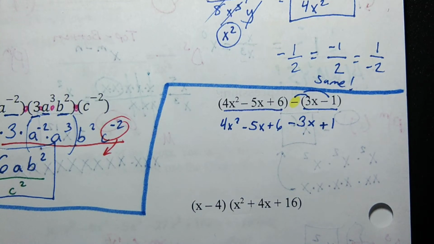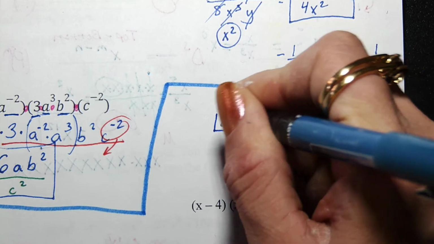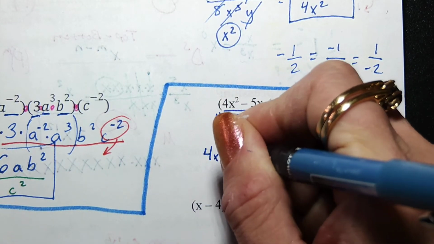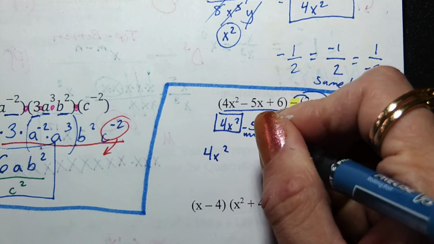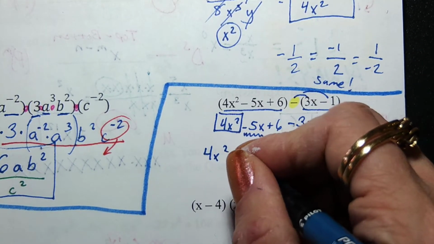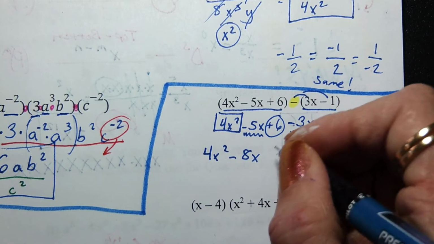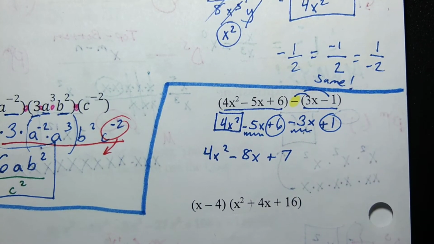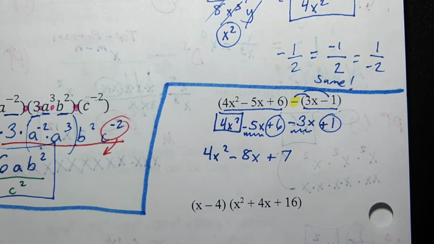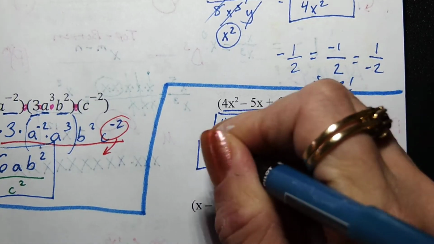From here, we're just going to be combining like terms and putting our answer in standard form, which means highest power first. So we're going to put the 4x squared first. Then if we have negative 5x and negative 3x, we have negative 8x. And then a positive 6 and a positive 1, positive 7. We are not going to factor. All we are going to do is simplify as much as possible, get an expression in standard form, and throw a box around it. That's our final answer.